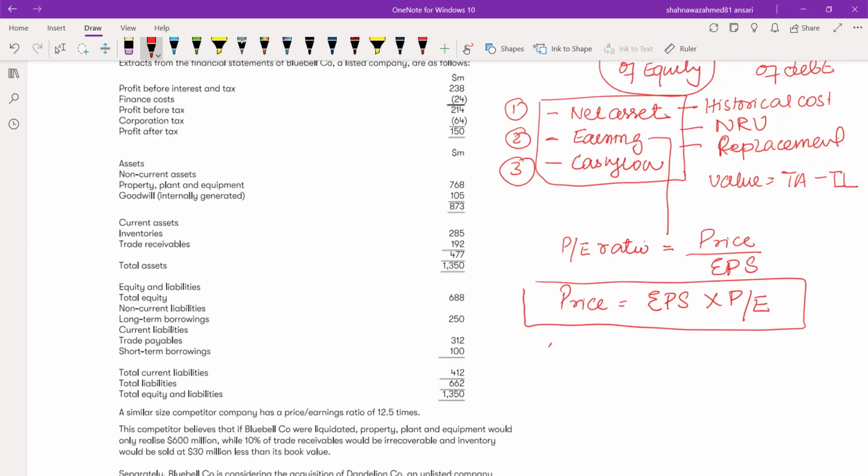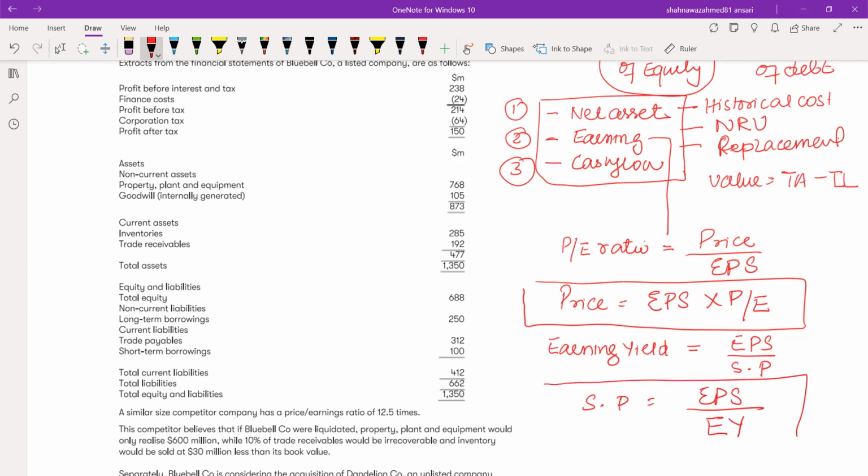Another one is called earning yield. The formula of earning yield is EPS over share price. So in order to calculate share price, the formula would be EPS over the earning yield. And we'll use the industry average PE ratio as well as the industry average earning yield.